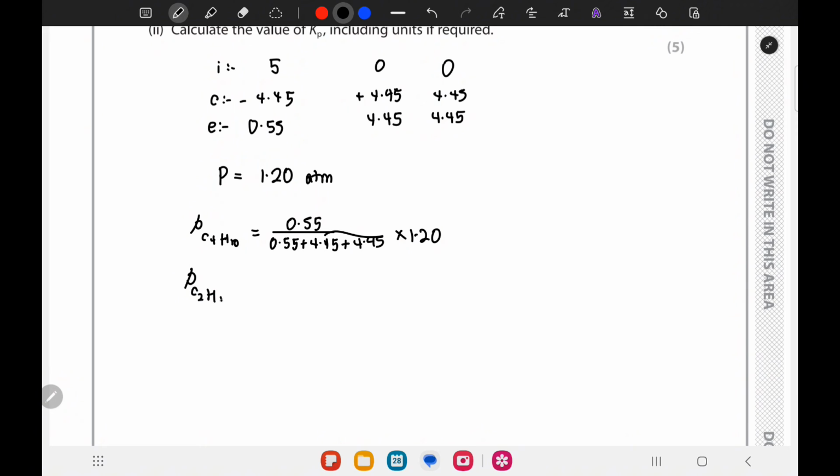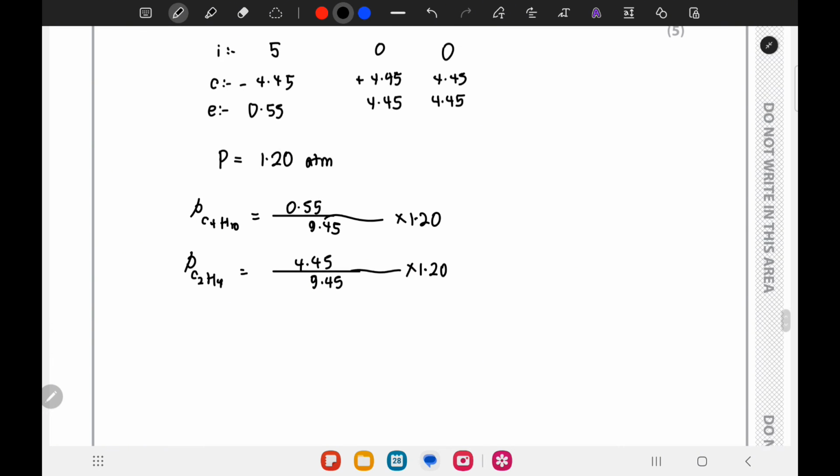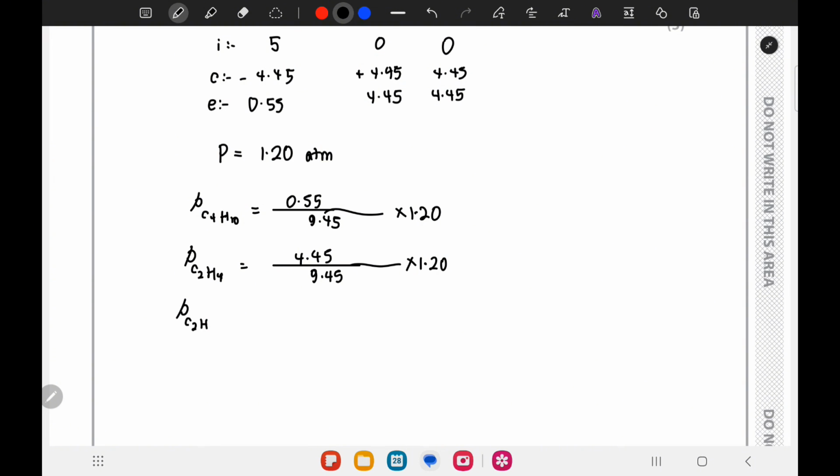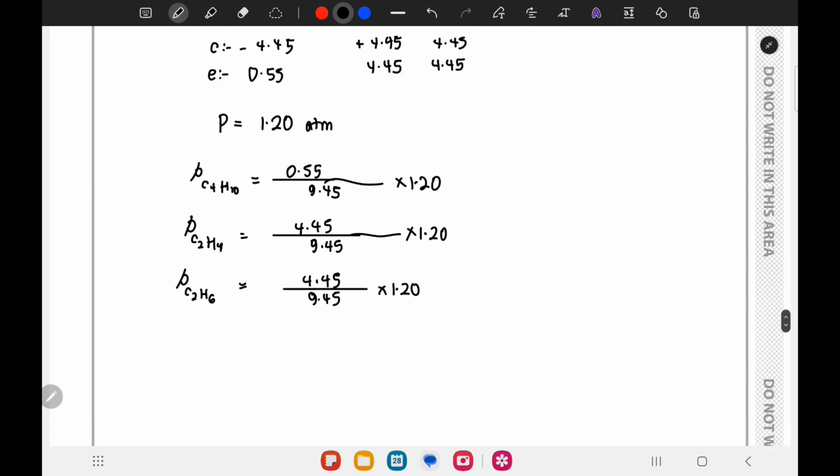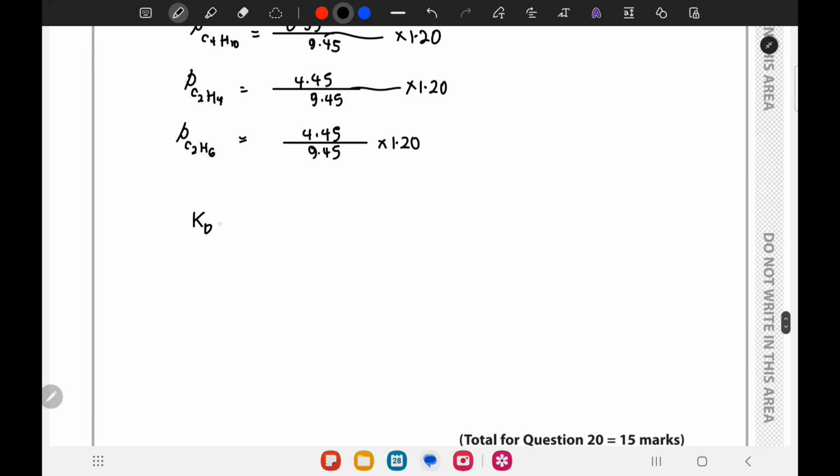The partial pressure of C2H4 will be 4.45 divided by 0.55 plus 4.45 plus 4.45. So instead of this, I can just write down the denominator as 9.45 by adding all of them. This is multiplied by 1.20. The same is the case for ethane: 4.45 divided by 9.45 multiplied by 1.20. From here, we can find the value of Kp.